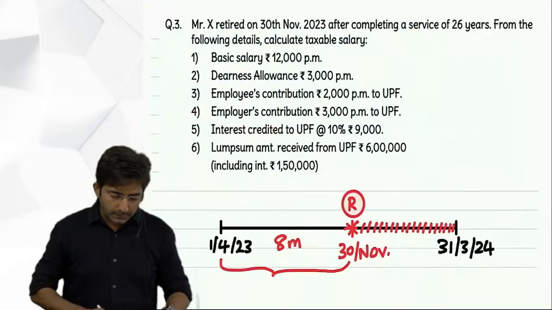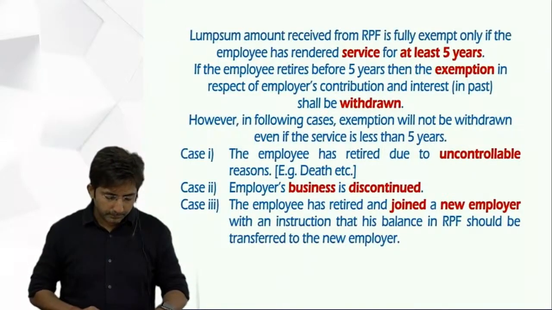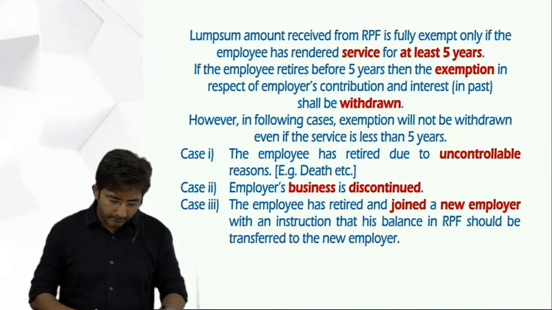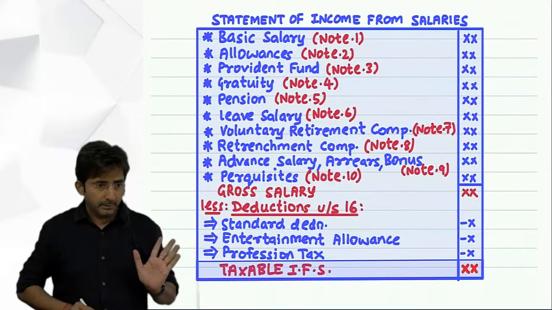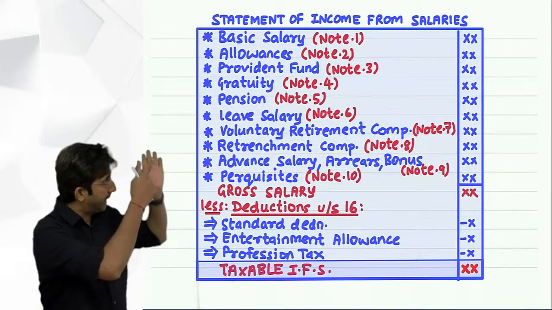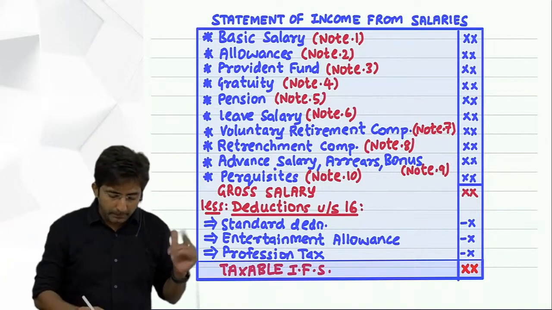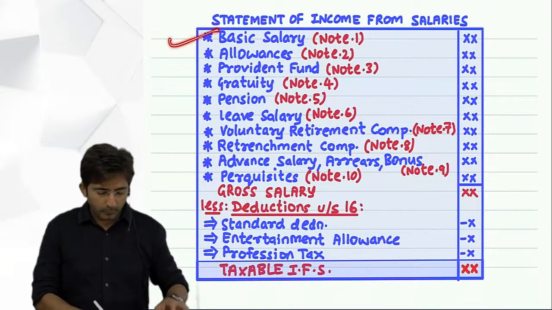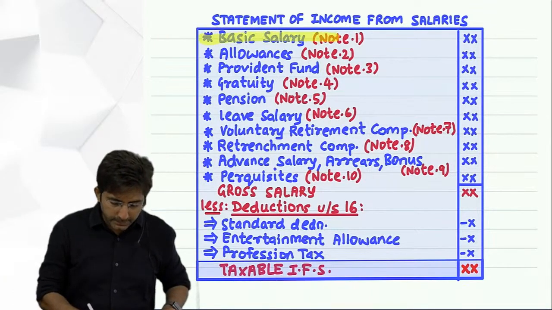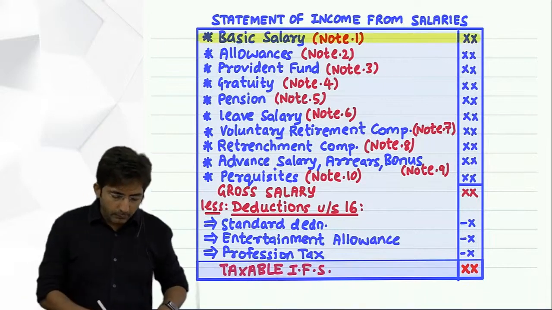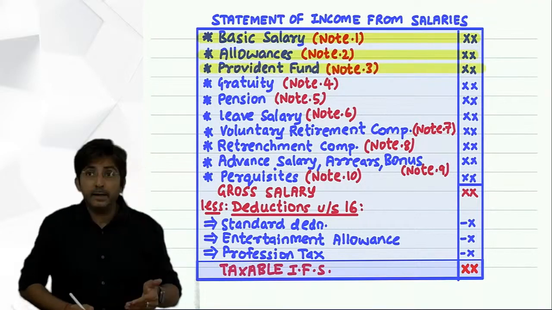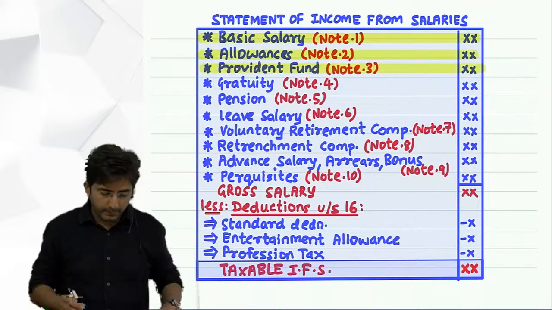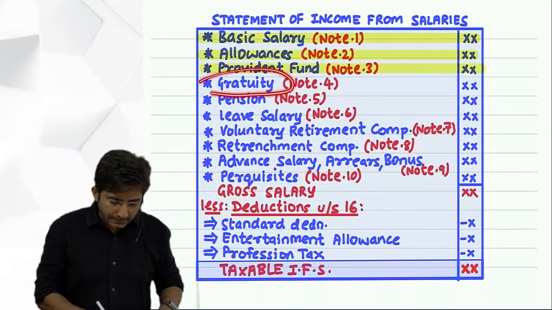Now see, what is the status of our chapter, income from salary? Where have we reached? This is a checklist. Whenever you finish anything, you have to check what the status is now. Basic salary is done. This is finished. Allowance is also done. Provident fund is also finally done: three types of provident fund, SPF, RPF, UPF. Now the next theory that comes is gratuity.